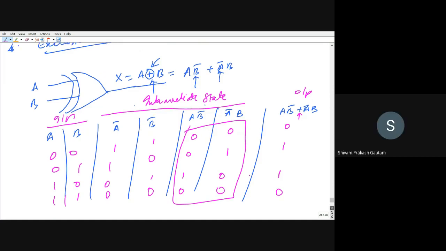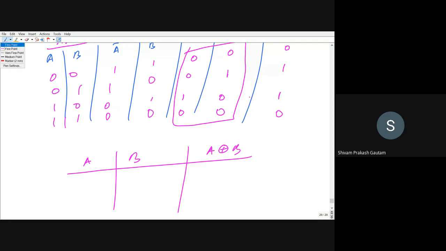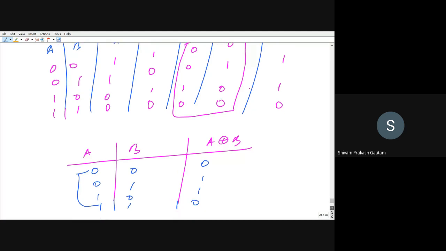Okay. In short, if you want to remember, I will make it for that. That is A B, and this is A XOR B. Right? This is your input and output directly. So 0 0, 0 1, 1 0, 1 1. Whenever one input is 1, the output will be 1. Whenever both the inputs are same, the output will be 0. Right? This is how you can represent the XOR gate.